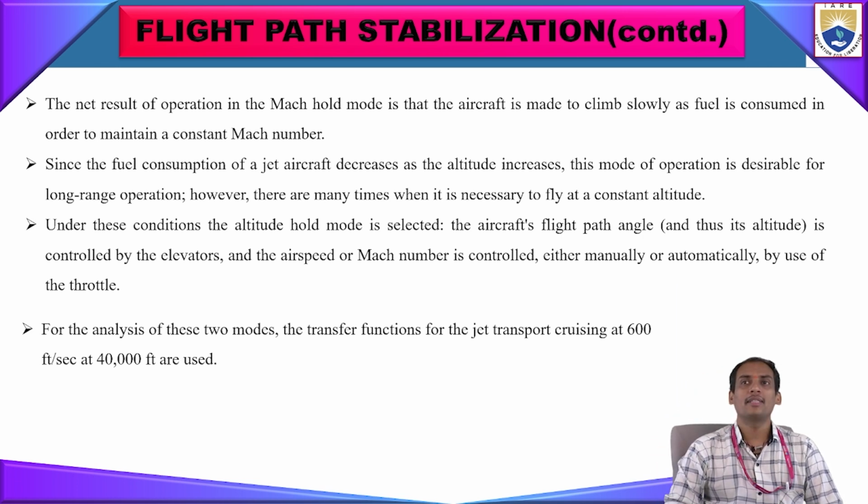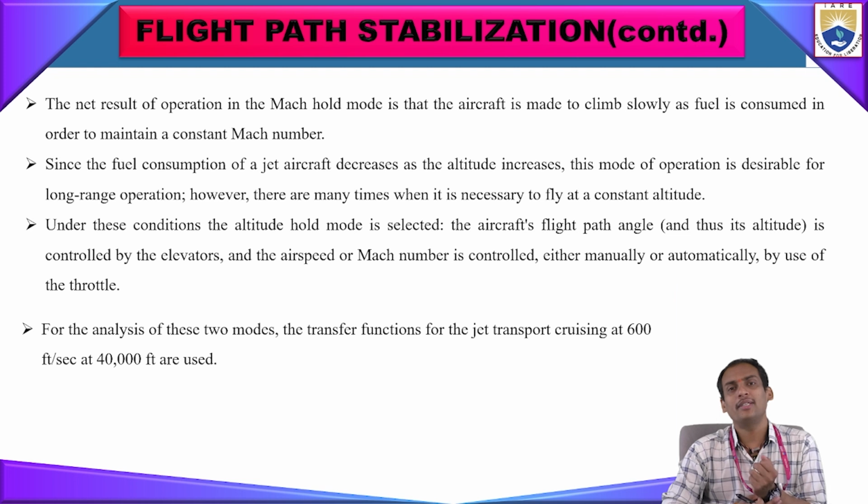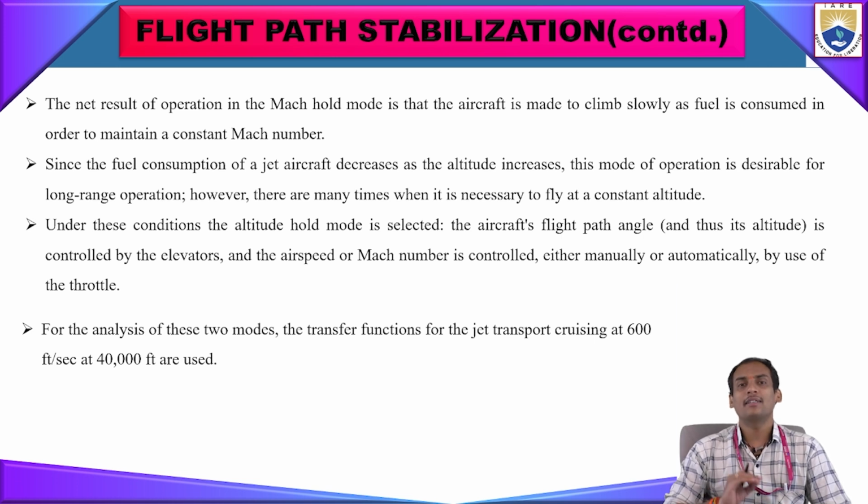So the aircraft flight path angle is controlled by the elevators. Then the airspeed, Mach number, is controlled either manually or automatically by use of throttle only, because the airspeed we need to control, you already know, because previously in the acceleration control system design, we considered one separate autopilot system to give that acceleration with respect to that flight condition only.